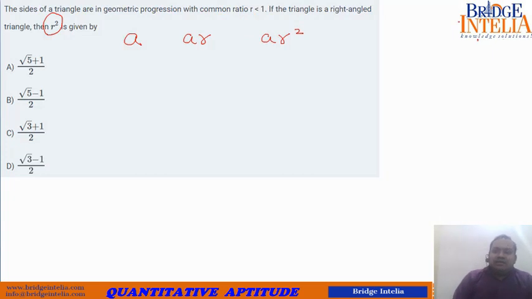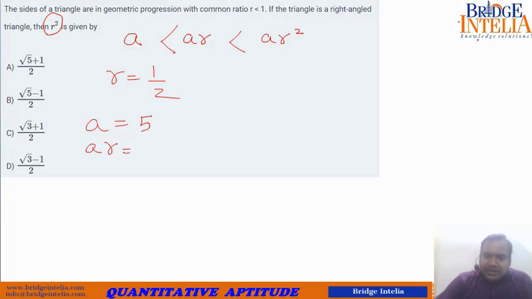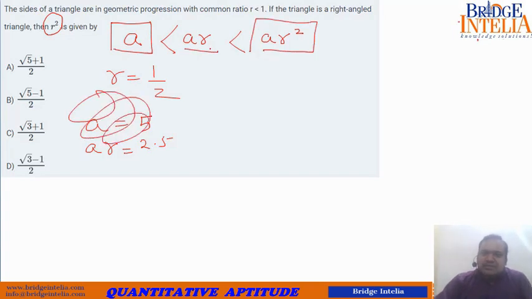The common ratio is less than 1. Please understand the significance of that. It means if you multiply r with something, let's suppose r is equal to half, and a is equal to 5, then ar will be 2.5 only. So if you multiply, it will become smaller and smaller. So the largest side will be this, and the smallest side will be this. Now if they are the sides of a right angle triangle, this must be the hypotenuse, the greatest side.